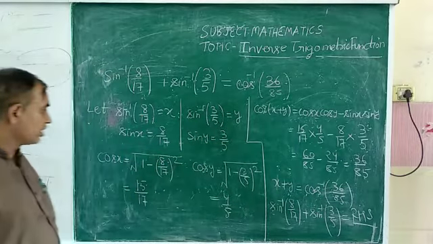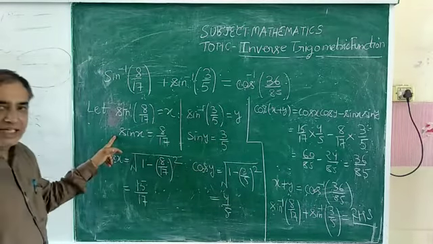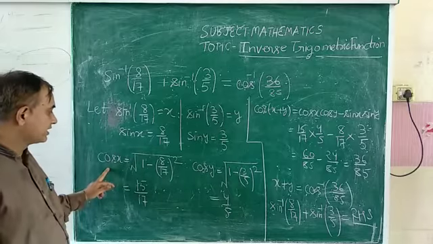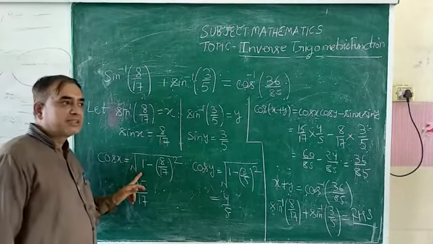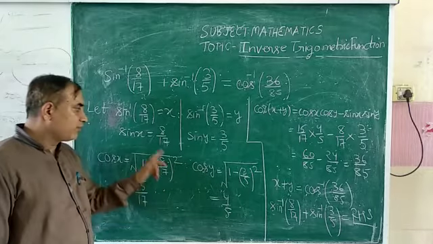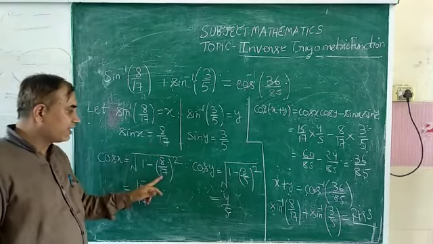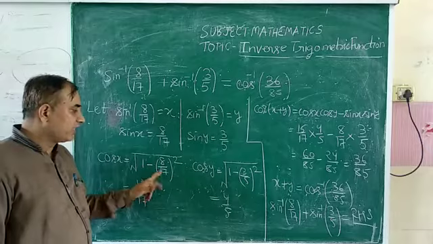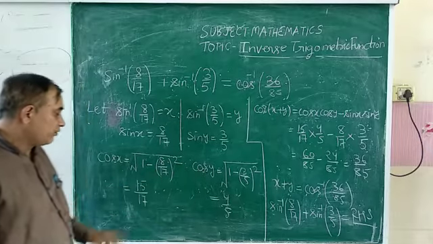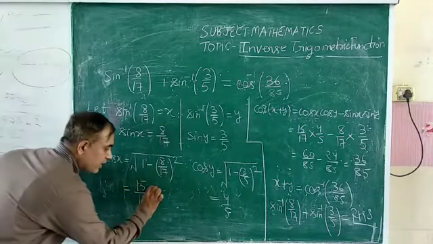Before continuing the question, with the help of sin x, we can find cos x. We have a formula, cos x = √(1 − sin²x). If we put this value 8/17 here, we get √(1 − (8/17)²). If we solve it, we get 15/17.